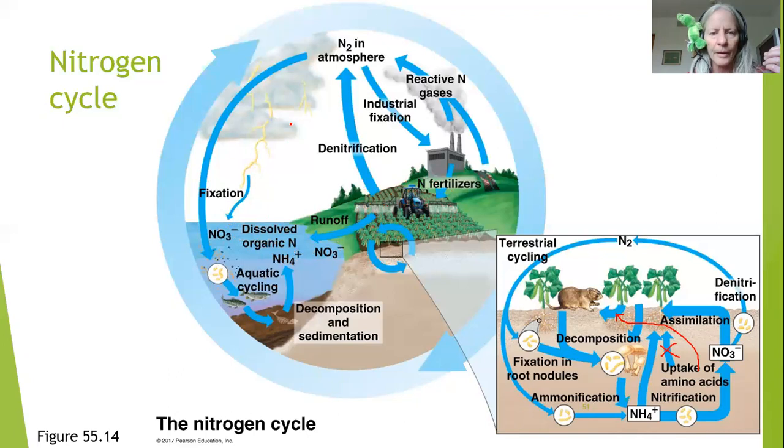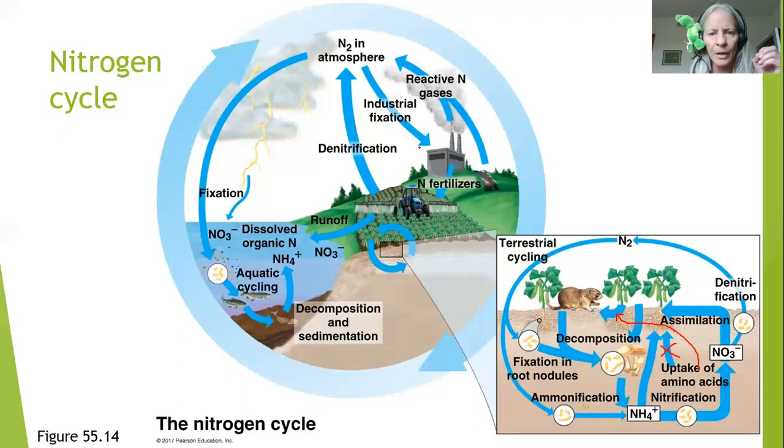And also, I wanted to point out that lightning can fix nitrogen, can convert nitrogen into nitrate. And then there is some cycling within living organisms in the ocean. And then again, we have decomposition and sedimentation that can store nitrogen in the soil. Now let's look again at how humans are affecting the nitrogen cycle.